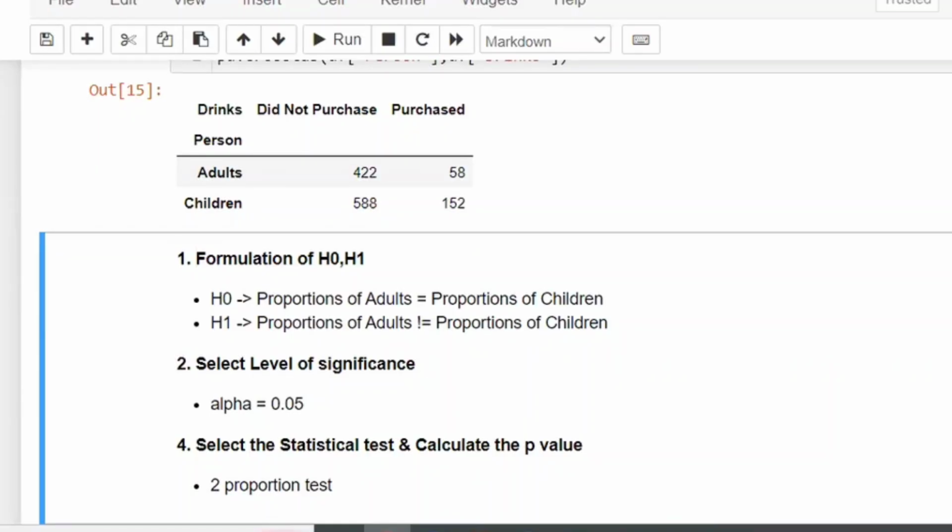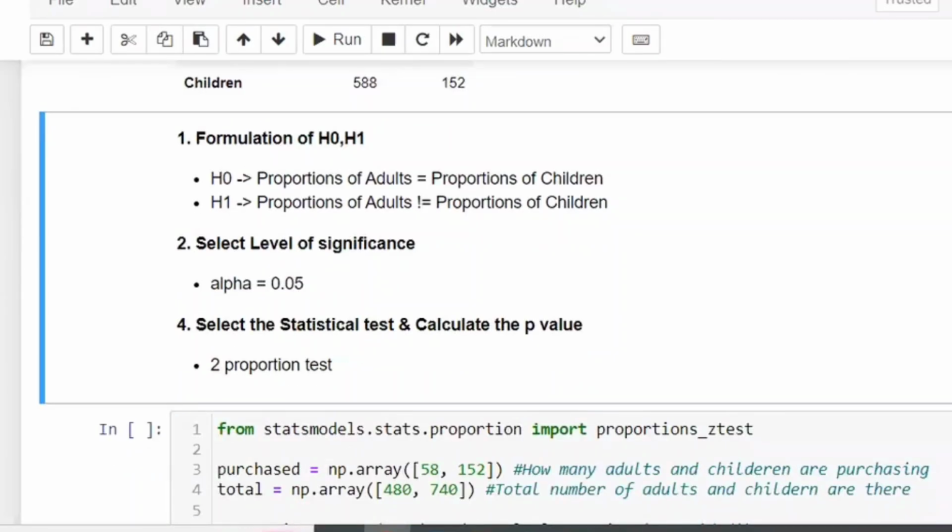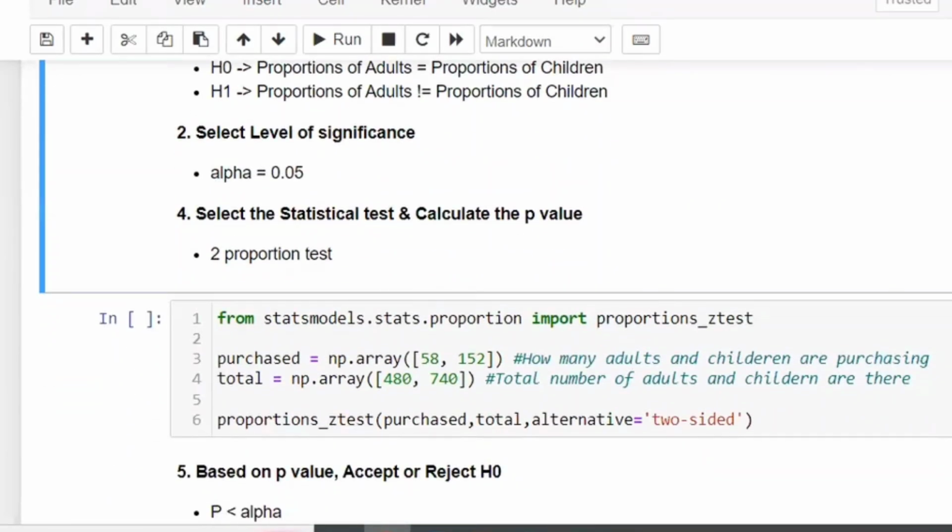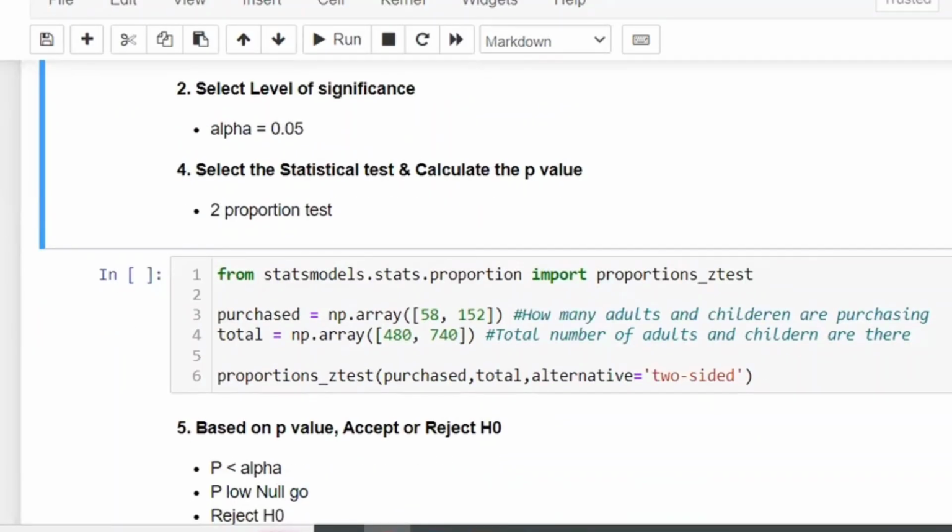But whether to continue or discontinue, I am applying the hypothesis test. The level of significance is 0.05. I'm applying the two proportion test. This two proportion test is available in the statsmodels library. It is not available in SciPy.